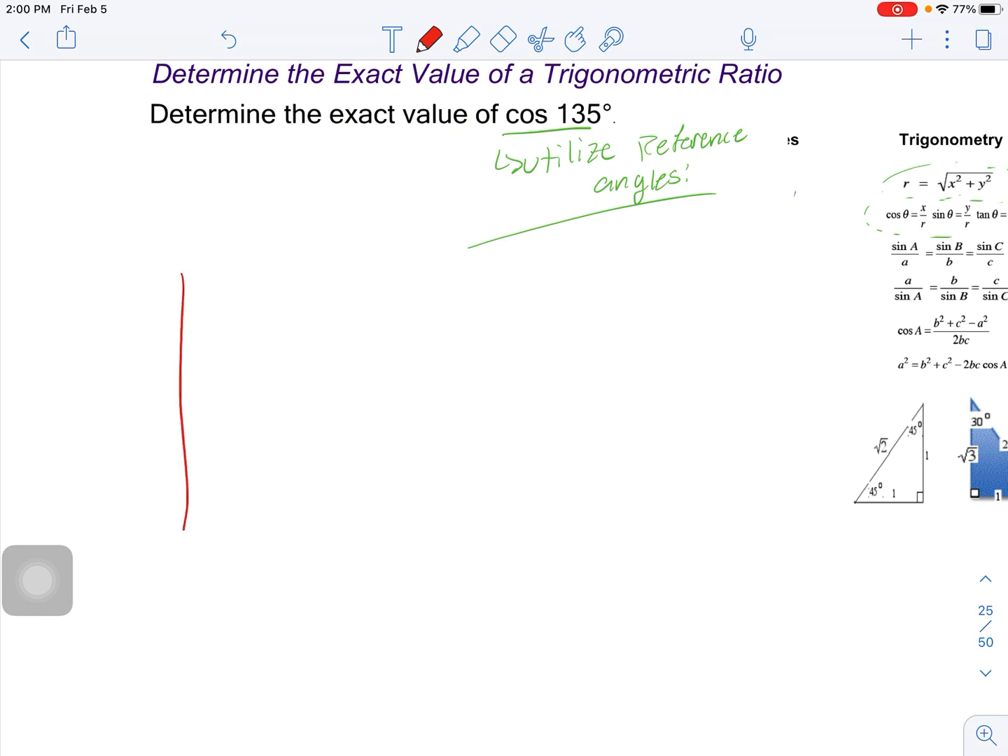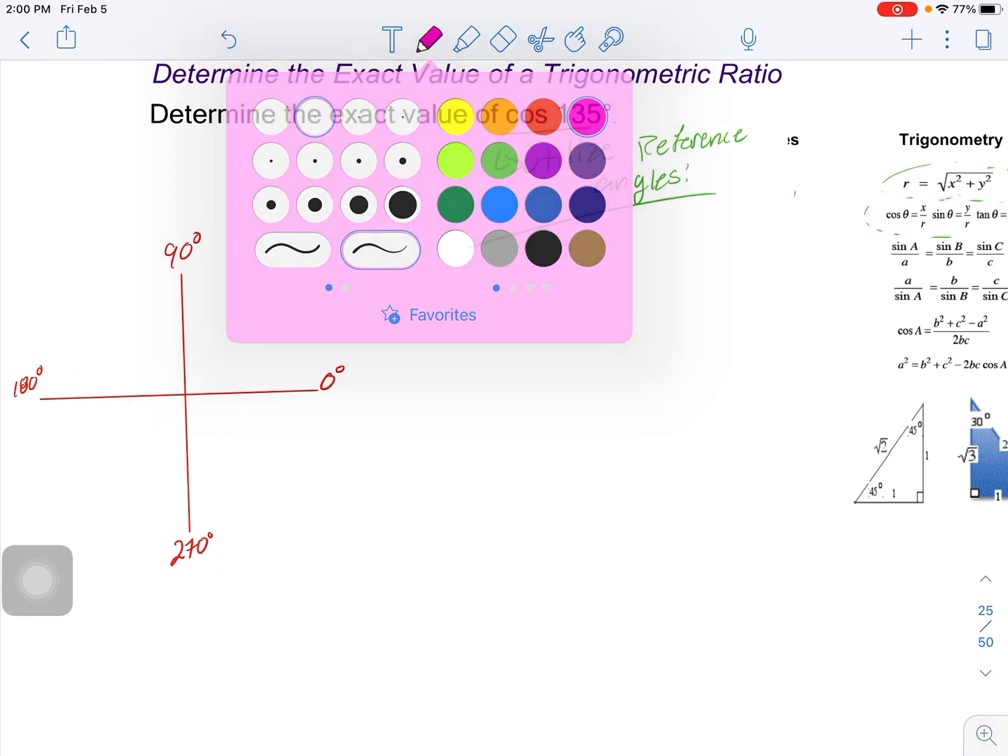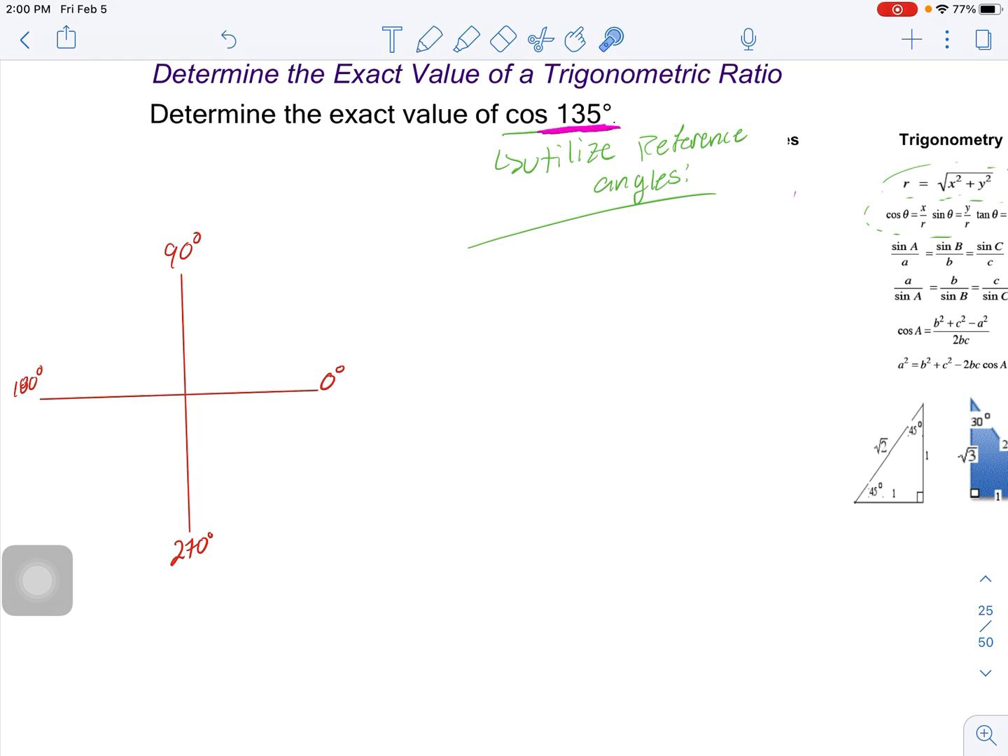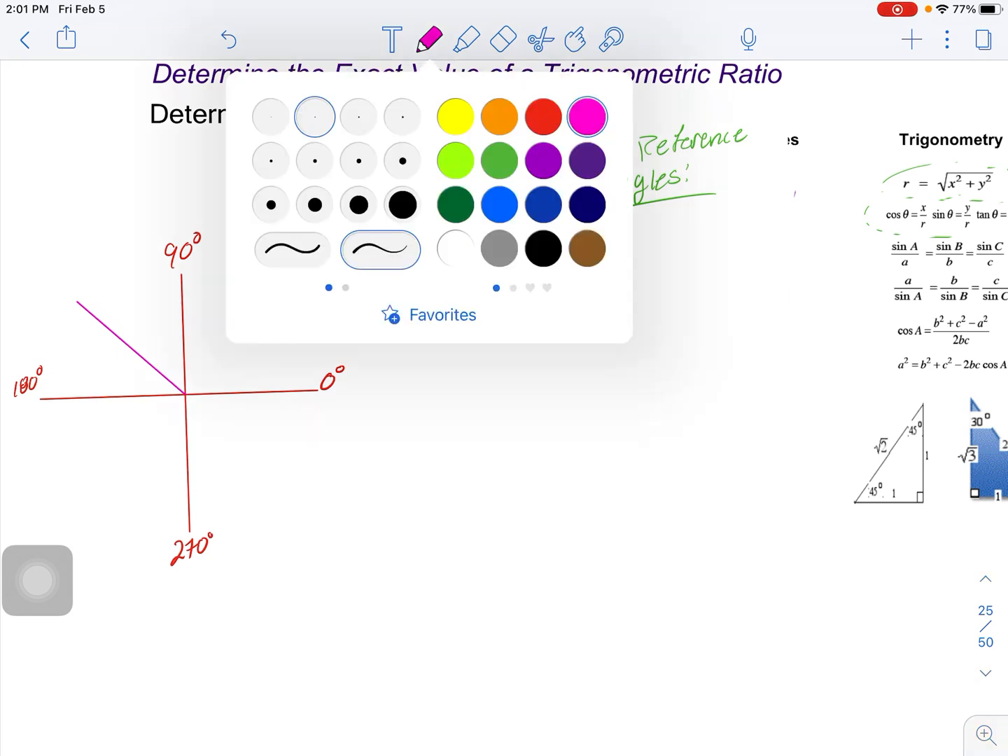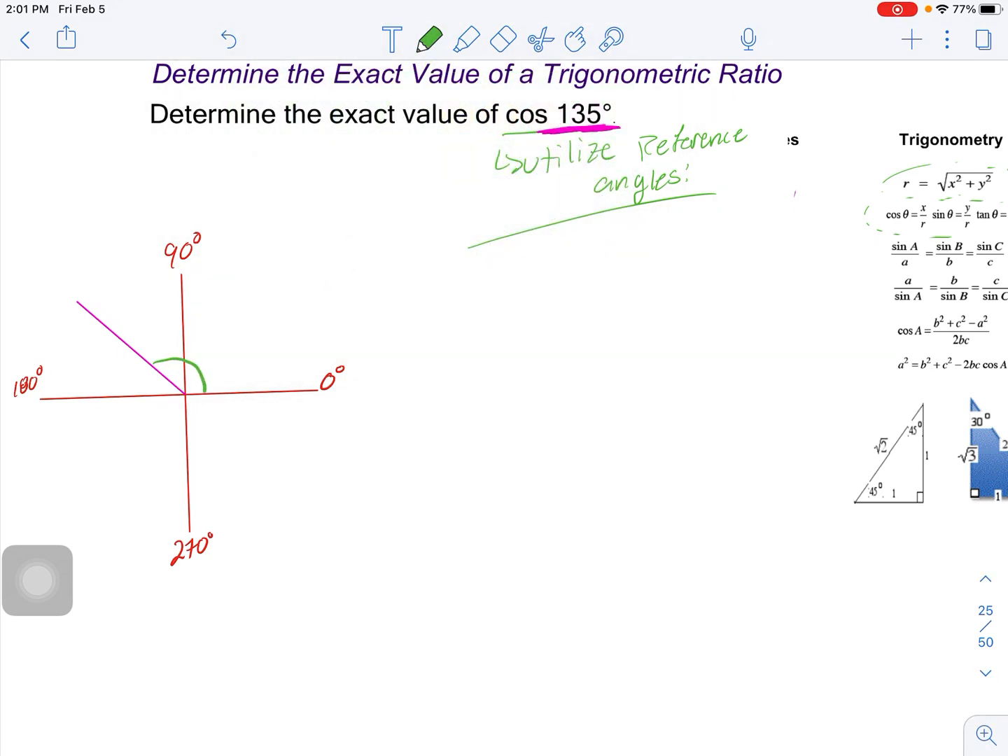So let's first of all identify where cos is on our Cartesian plane. So again, we should know by now that knowing our quadrantal angles is a very important thing. So we've got 0, 90, 180, 270. So now we want to roughly draw where you would find 135. So 135 degrees is going to be between 90 and 180. So here, this is our standard angle we're talking about.